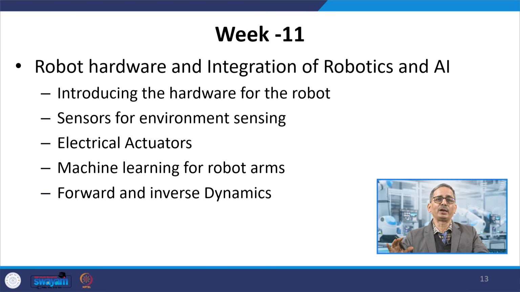We are going to see what hardware is needed in the robot, where we are going to see the actuators, the memory devices, and other communication devices. Then we are going to study the sensors for sensing the environment. Then one lecture is dedicated to electrical actuators, which are used in almost all robots because of the ease of implementing various control schemes.